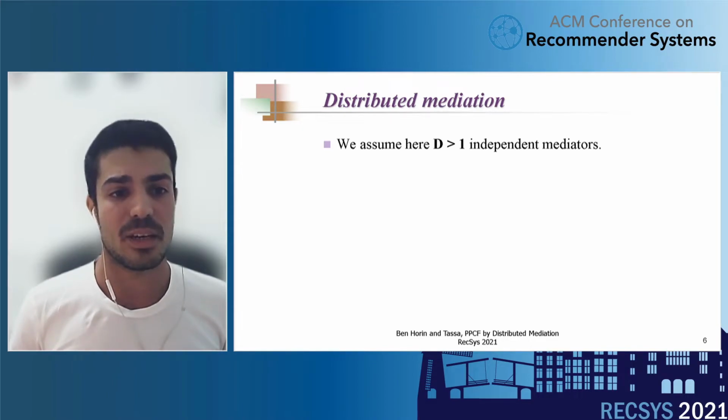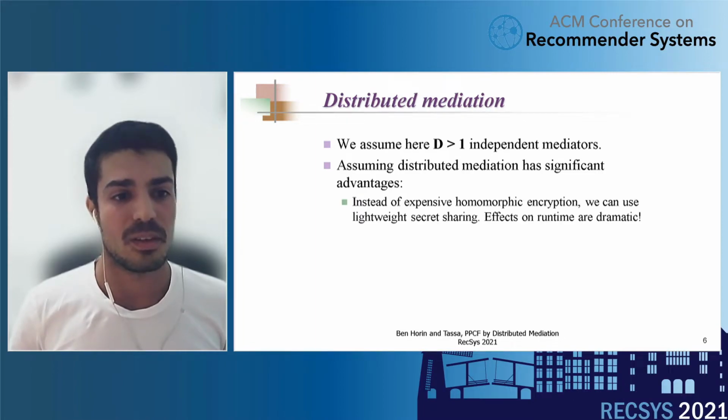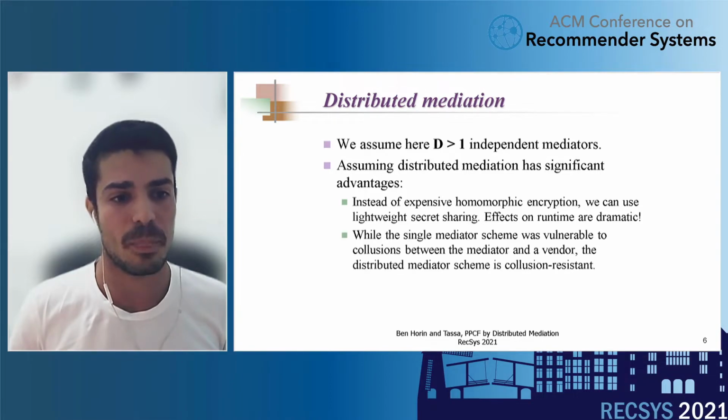We take the idea of mediation one step further by assuming multiple independent mediators. Distributing the mediator brings about significant advantages. With the distributed mediator, we can replace expensive homomorphic encryption with lightweight secret sharing schemes, and thus reduce runtimes dramatically. And while the single mediator scheme is vulnerable to collusion between the mediator and a vendor, the distributed mediator scheme is collusion resistant.